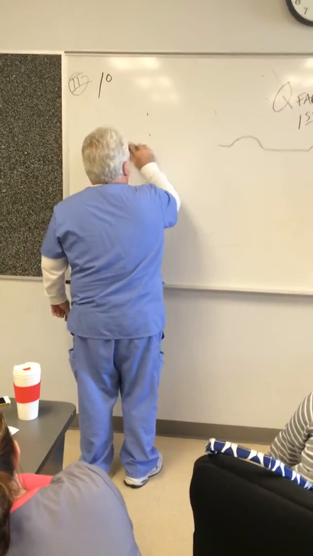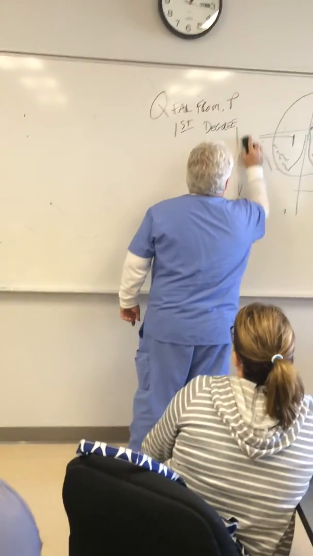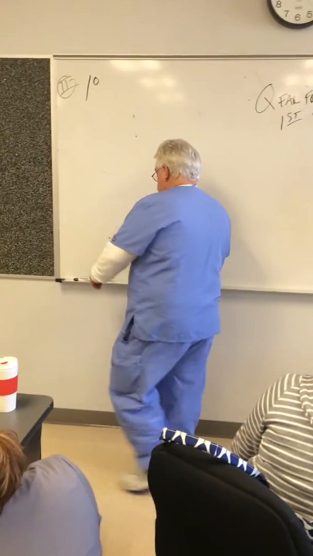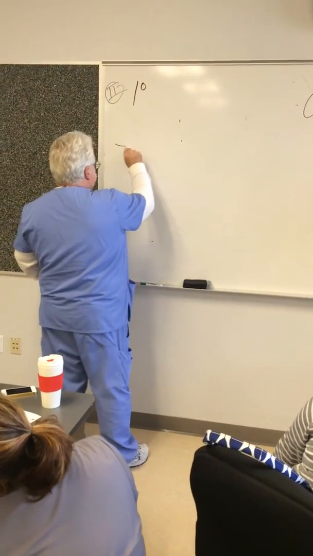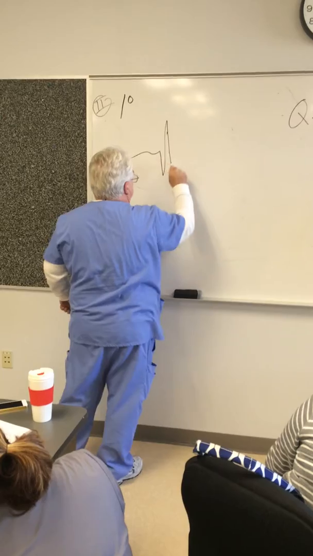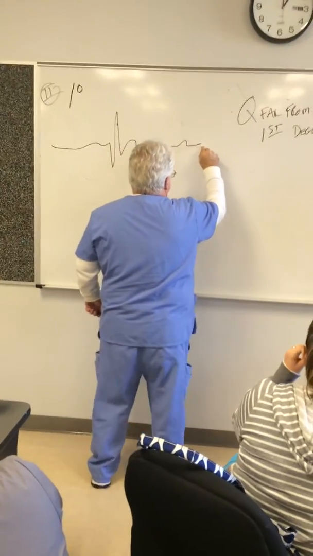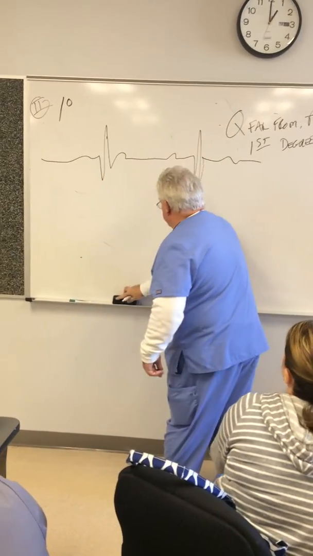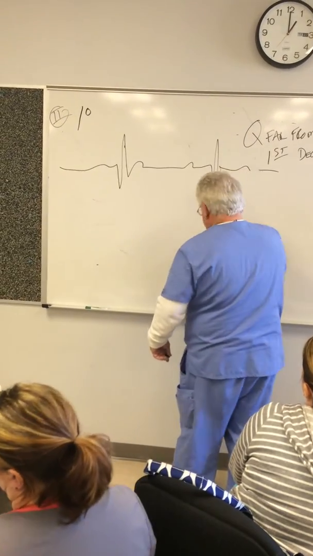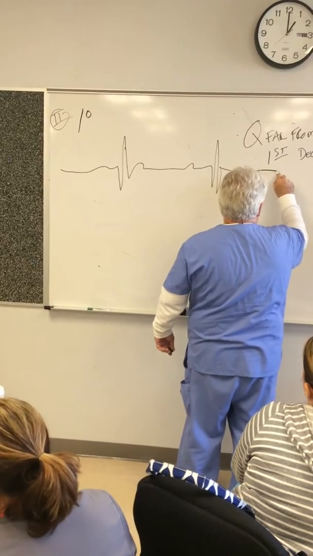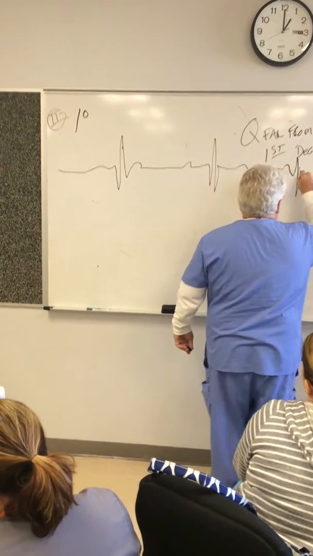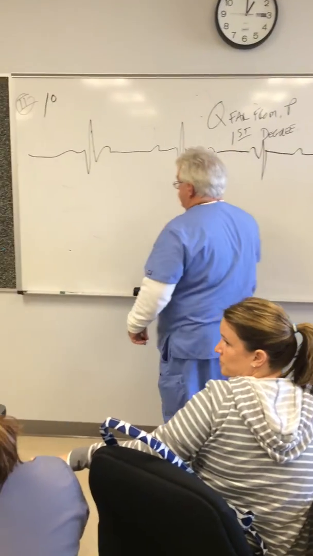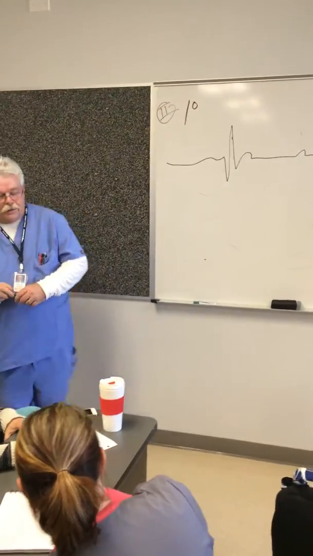First degree. If it's greater than 0.20, then you have a first degree block. The P wave is that far in, and it's a first degree. Well, don't say block, it messes up the poetry. First degree. Yeah, then you have a first degree.